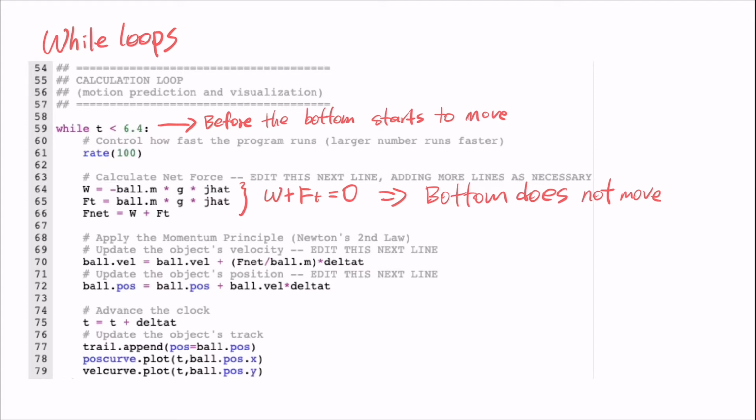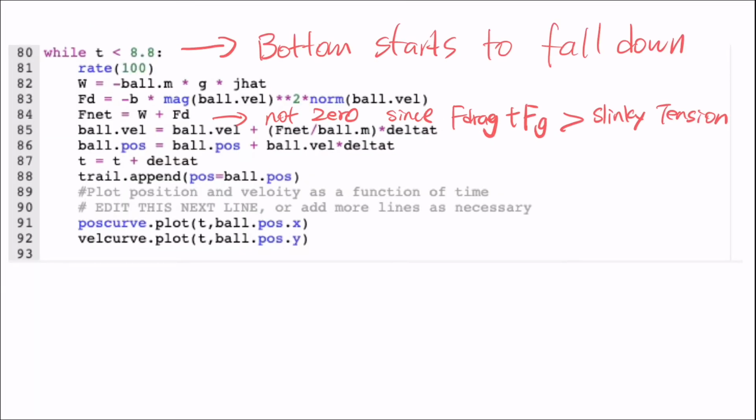From this calculation of net force, we can see that the total of the gravitational force and the tension is 0, which indicates that the bottom does not move. Then I apply Newton's second law to update the object's velocity and its position. The second part of the while loop starts from 6.4 seconds to 8.8 seconds. This is when the bottom part starts to fall down.